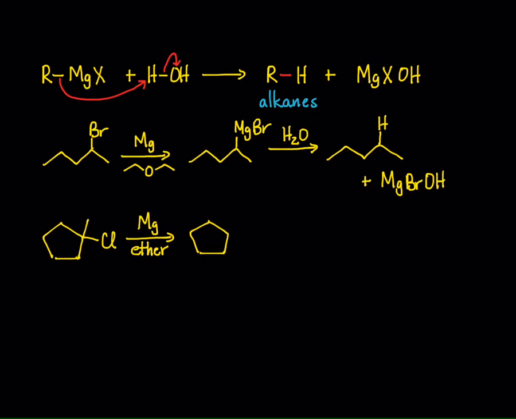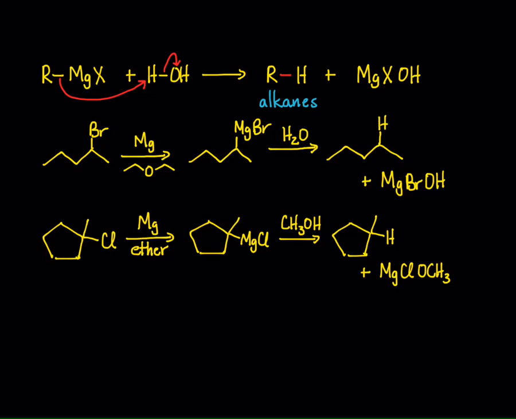Another example is this reaction where I'm taking 1-methyl-1-chlorocyclopentane, react it with magnesium in ether. I make my Grignard. I can react the Grignard with methanol. And remember, methanol is a polar protic solvent, right? So it has a proton that it can give, and therefore it donates its proton, and I get methylcyclopentane. And of course, the salt would be magnesium chloride methoxide, OCH3, right?